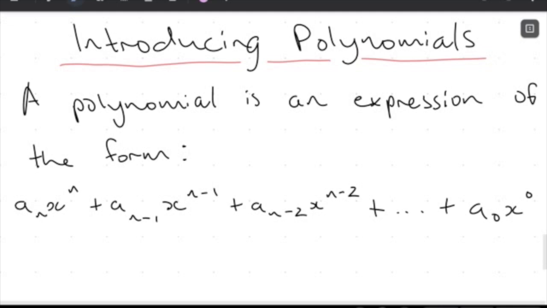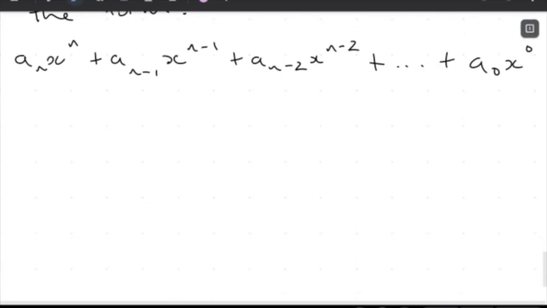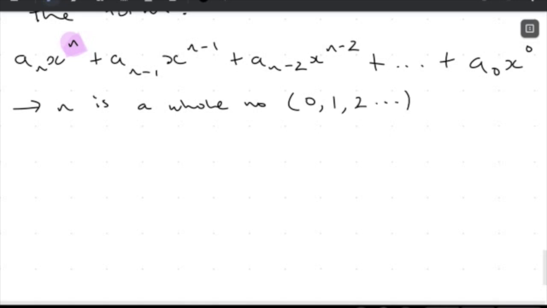Now, all polynomials, essentially, are some kind of expression with our x's to the power of something. With all of these things that we have here, our n is going to be some whole number. So n is a whole number. So we can have x to the power of 0, x to the power of 1, x to the power of 2, etc. They have to be whole numbers.